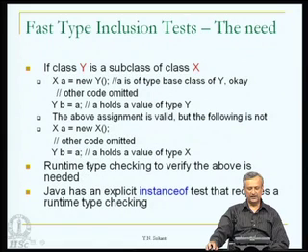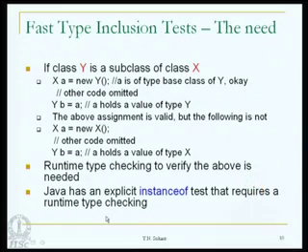This cannot be done at compile time because there could be conditional code which cannot be completely evaluated at compile time. So, Java also has an explicit instance of test that requires runtime type checking. This can be checked only at runtime. The type of B is known only at runtime if there is conditional code and all that. Type of A will also be known only at runtime. So, whether this B and A are compatible actually is to be checked at runtime.